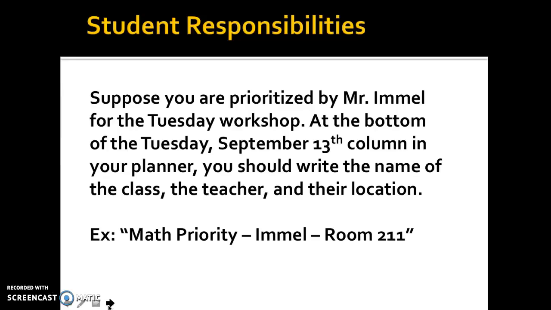All right, let's look at an example. Imagine you're prioritized by Mr. Immel for his Tuesday workshop. If that happens, you need to take out your planner. And at the bottom of the Tuesday, September 13th column, you should write the name of the class, math priority, the teacher, Immel, and the location. Three things you have to do in your planner.